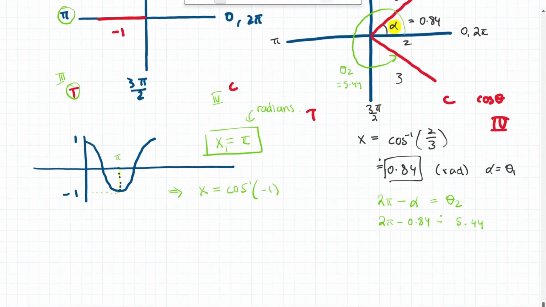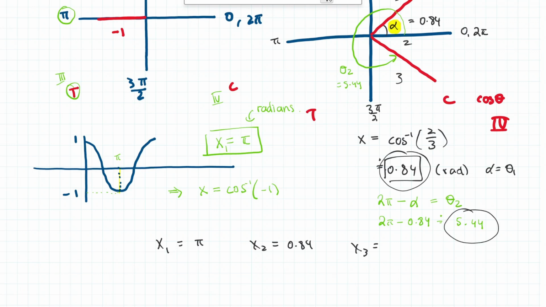So let's collect all our solutions. We found that x1 equals pi, from our first one. x2 equals, let's grab this answer over here, 0.84 radians. And then x3 is going to equal this final answer we found of 5.44. I use x and theta interchangeably here because it just shows that theta represents our angle.